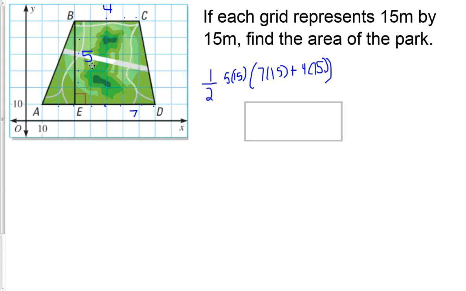Height is 5 times 15, because these are all 15s, times 7 times 15 plus 4 times 15, right? We're averaging the two bases, pardon me. And so when we calculate that, a lot of 5s gives us 6,187.5 meters squared. This setup is definitely one you want to just plug in your calculator.